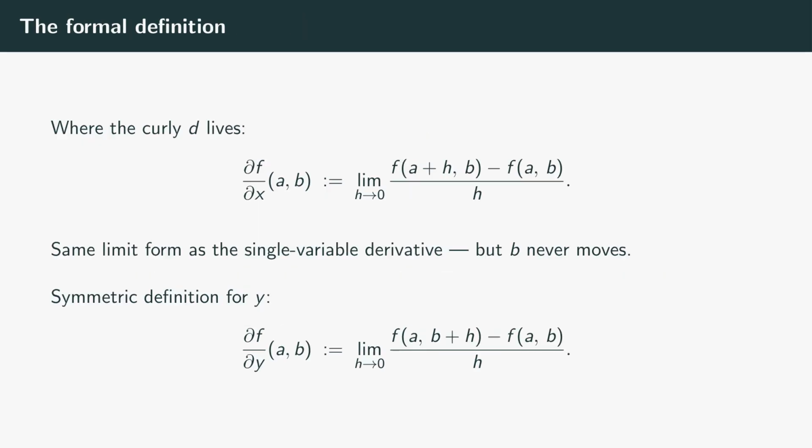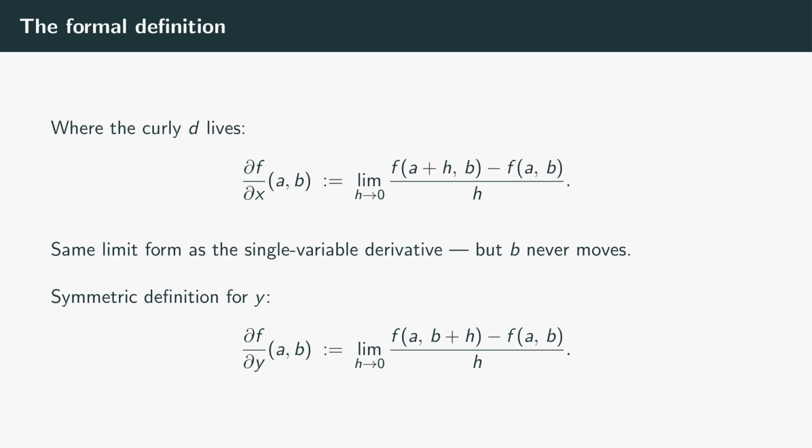The formal definition uses the same limit machinery you saw in single variable calculus. The partial of f with respect to x at the point a comma b is the limit, as h tends to 0, of f of a plus h comma b minus f of a comma b, all over h. Look at what is moving in that expression and what is not. The first coordinate gets perturbed from a to a plus h, and then h gets squeezed down to 0. The second coordinate, b, just sits there. That's where the word partial comes from. Most of the variables aren't going anywhere.